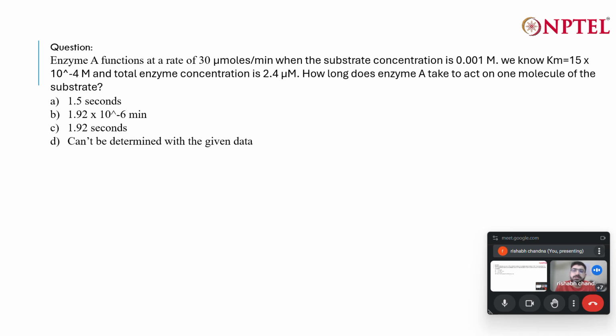Enzyme A functions at a rate of 30 micromole per minute when the substrate concentration is 0.001 molar. We know Km is equal to 15 into 10 to the power minus 4 molar and the total enzyme concentration is 2.4 micromolar. How long does enzyme A take to act on one molecule of the substrate? So what can be the correct answer?